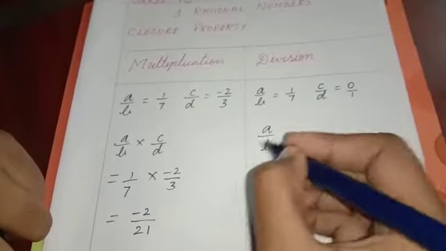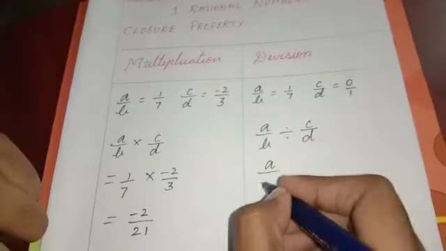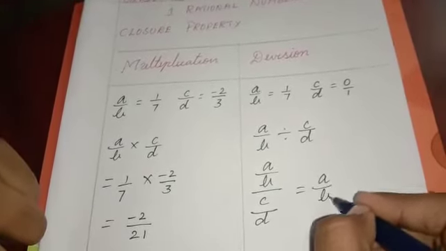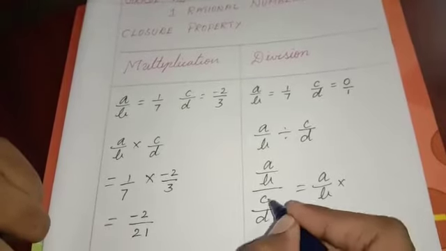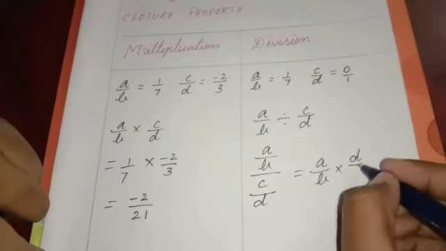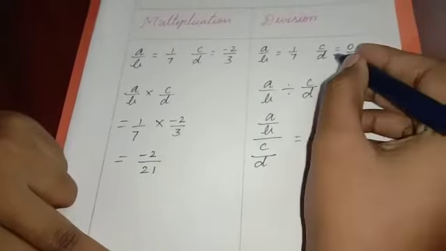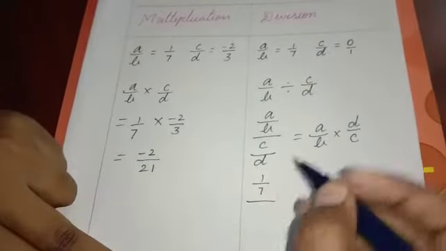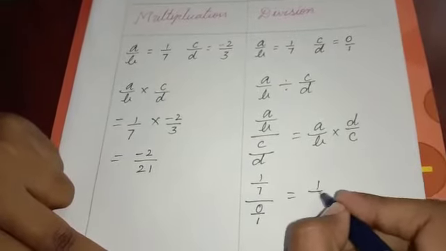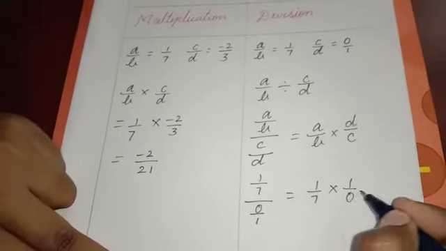For division, we have to divide a by b divided by c by d. So this one you can write like this. In the denominator we have one rational number. To write it as a product, you have to take the reciprocal. Reciprocal of c by d is nothing but d by c. Now we have to substitute the values. Instead of a by b, we have 1 by 7, divided by, instead of c by d, I have taken 0 by 1. How can we write 0 by 1 in product? 1 by 0.